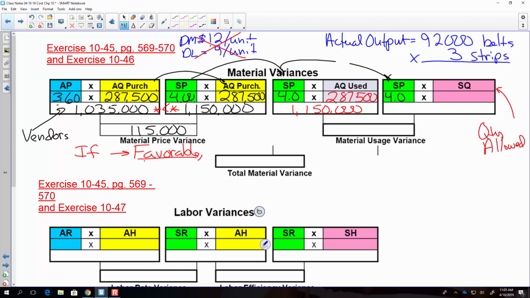So 92,000 times 3 is 186,000, right? Did I do my math right? 276. How about 276? And that's our SQ number, 276. Times 4 is 1,104,000. A difference of 46,000.